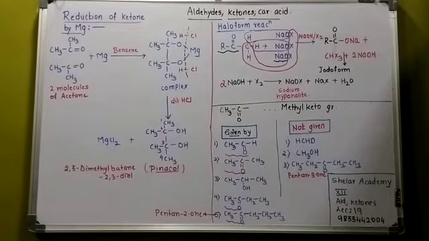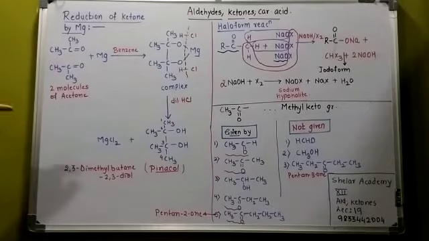Magnesium complex is formed. After that, the hydrolysis in the presence of dilute HCl. See, I have shown how HCl adds there, two molecules of HCl. The bond breaks there with the formation of pinacol. Pinacol is the common name of the compound, and magnesium chloride is a byproduct which is obtained.